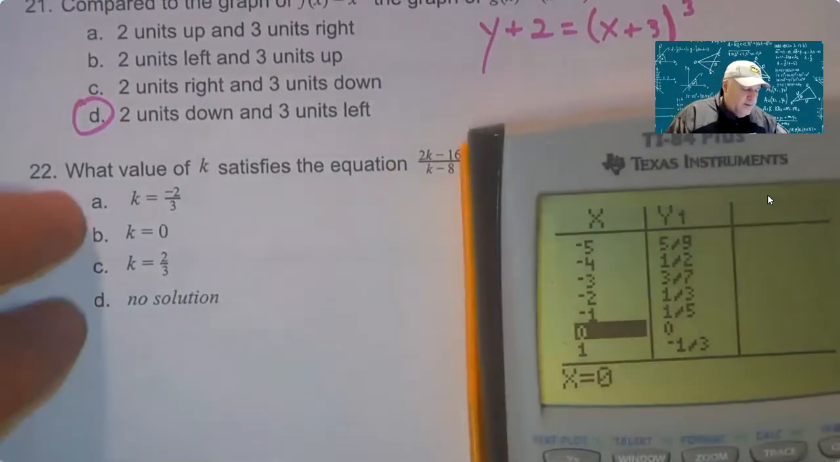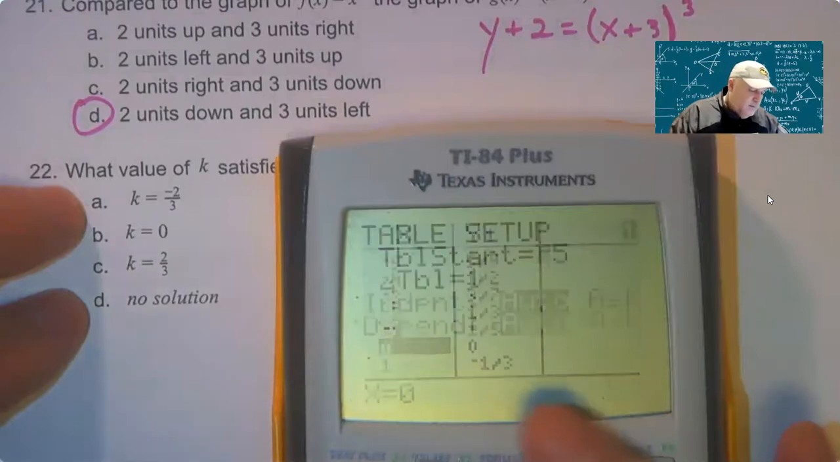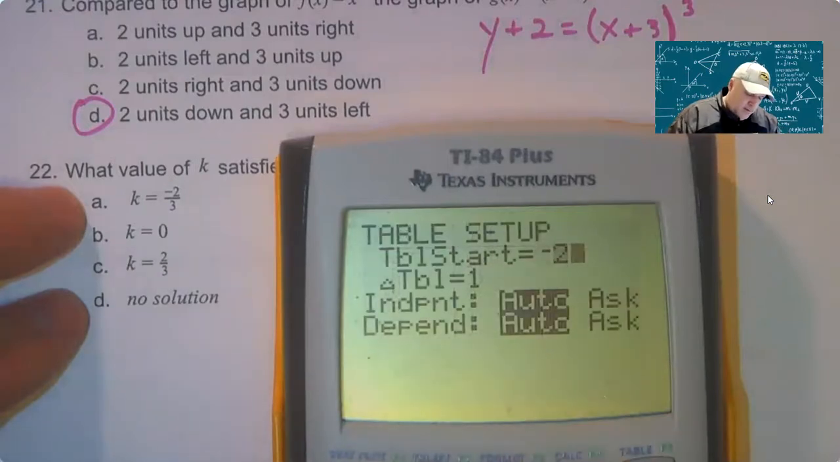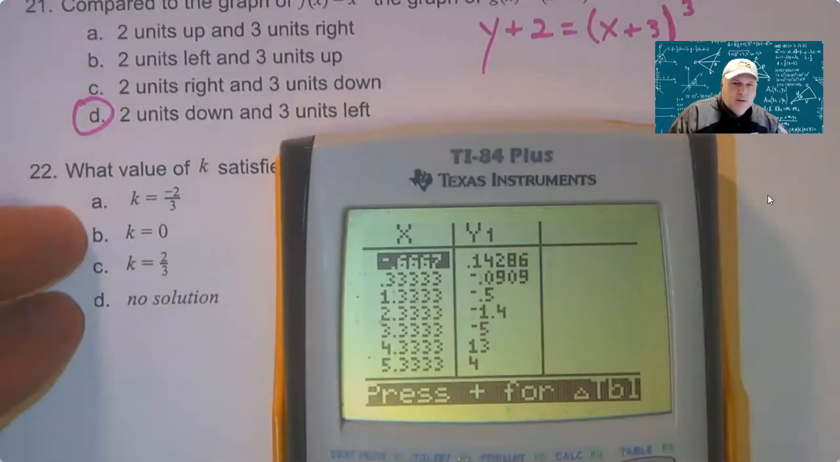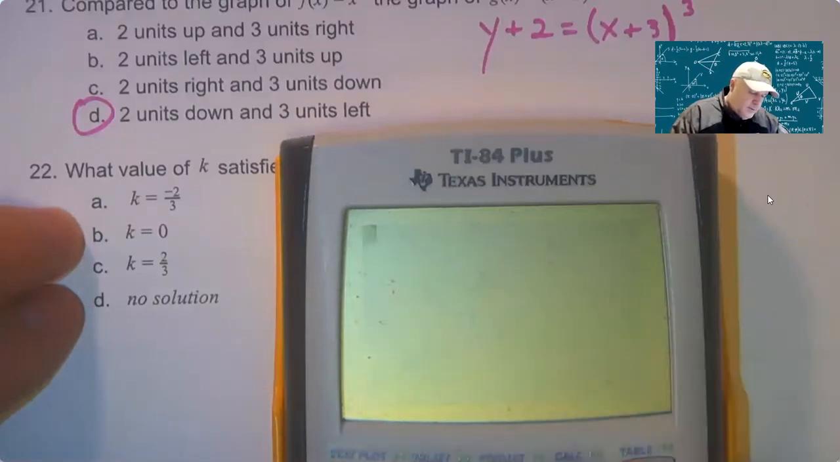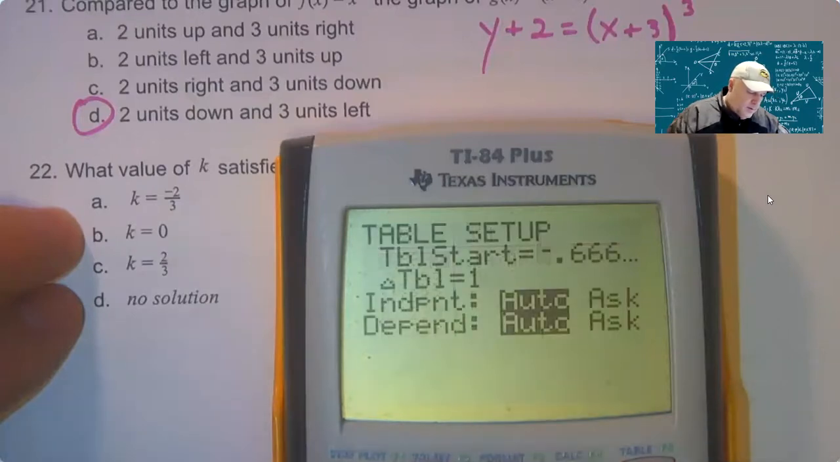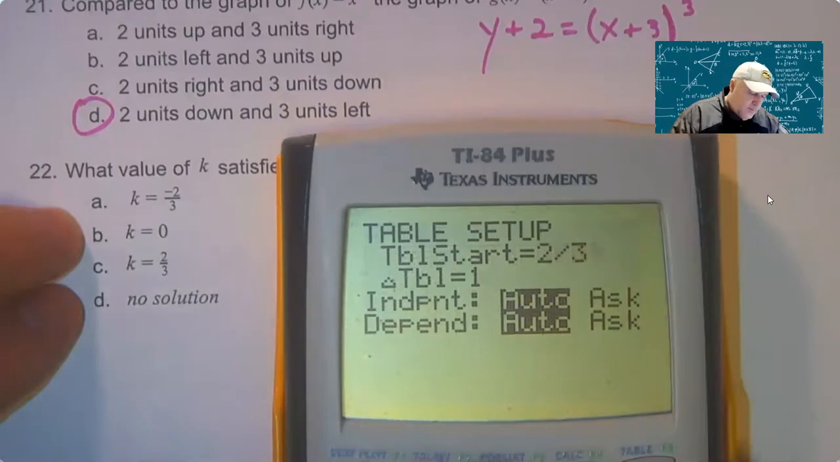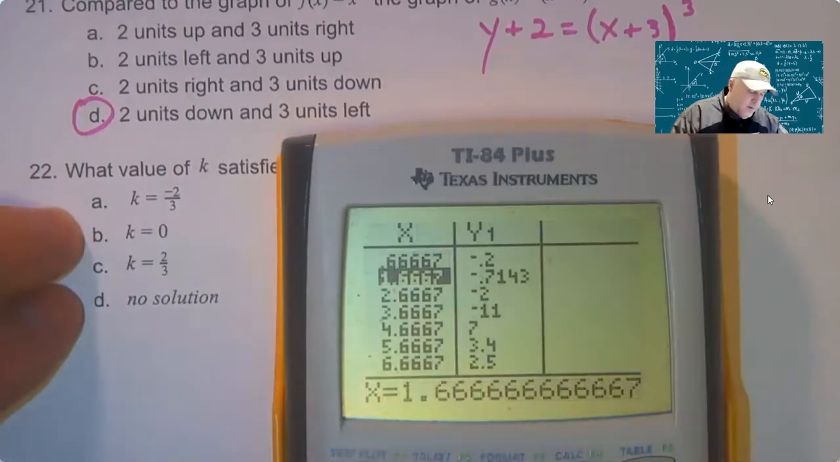So the other ones, how could you test these other two? Just start your table there. So negative 2/3, and if that works, we're going to see a 0, and it's not 0. And then try 2/3. Start your table there. And that doesn't give 0. Just 0 gives 0.